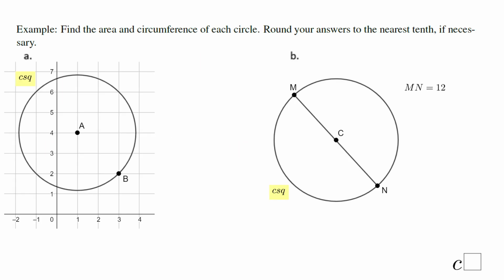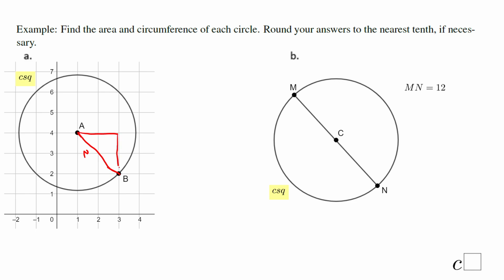Here, find the area and the circumference of each circle. Let's start with A, which is on a rectangular grid. And you notice we're kind of lucky here. We have the point B here. This is the radius. Sometimes that's not given to you and you really need to find out. Again, how long is this radius?